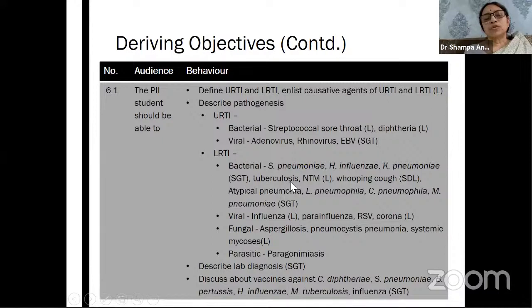And then tuberculosis is a very big chapter. Then we have the NTMs and whooping cough. I've kept it as self-directed learning because self-directed learning has been included in this curriculum to actually encourage the student to learn by himself.